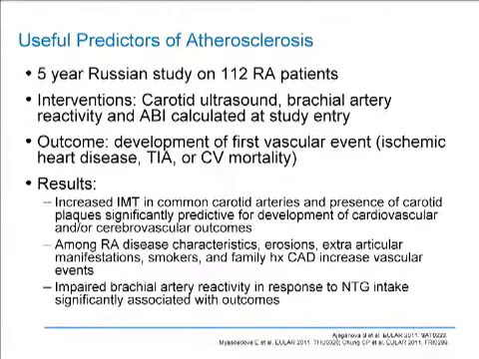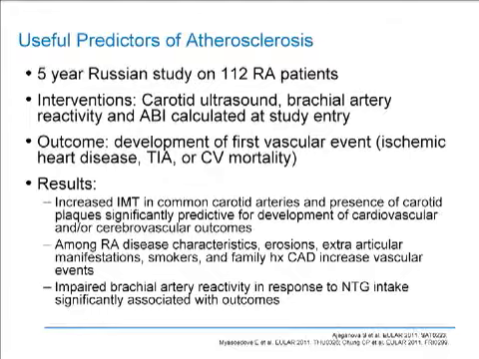So turning to the next study, keeping in the same theme of useful predictors, this was a Russian study done on 112 RA patients over 5 years. This abstract examined carotid ultrasound, brachial artery reactivity, and ABI calculated at study entry. All patients were followed prospectively until the outcome of interest, which is the first vascular event, which could be ischemic heart disease, TIA, or cardiovascular mortality.